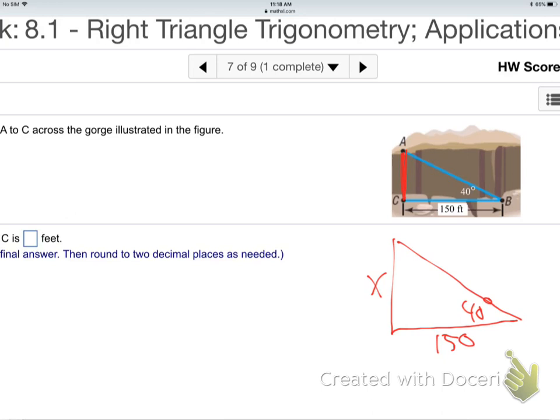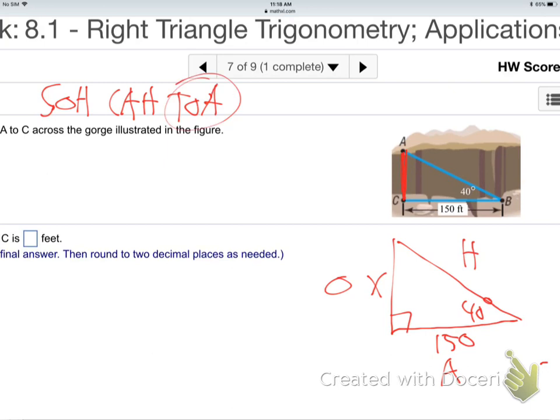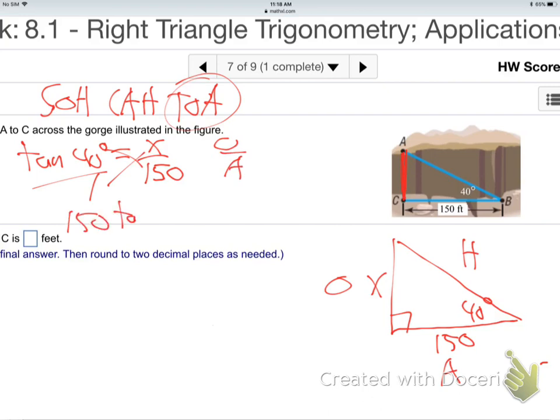Sine of 40, right? Opposite or adjacent? So remember SOHCAHTOA: this is opposite, this is adjacent, this is hypotenuse. So which one's opposite over adjacent? Tangent's opposite over adjacent. So tangent of 40 is opposite x over adjacent 150. Put that over 1, because that's opposite adjacent. So you get 150 tangent 40 equals 1 times x, which equals 150 tangent 40: 125.86, two places. And there we go.